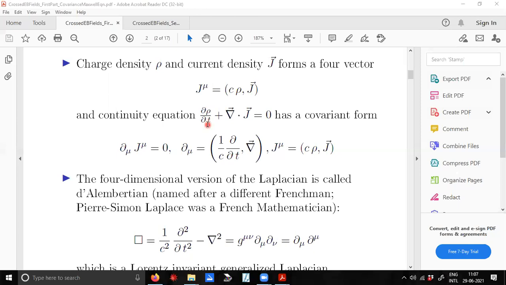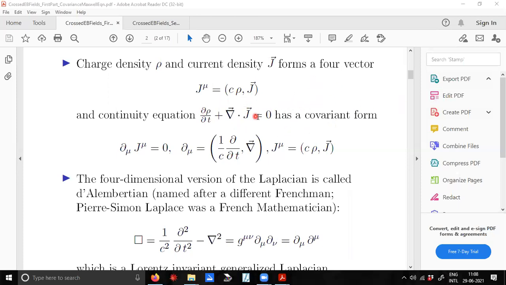Look at our continuity equation: dou rho by dou t plus divergence of J equal to 0. Any charge density and any current density known to you, associated with a physical charge distribution and current distribution, obeys this continuity equation. That's a law. The continuity equation is obeyed by every charge and current distribution.